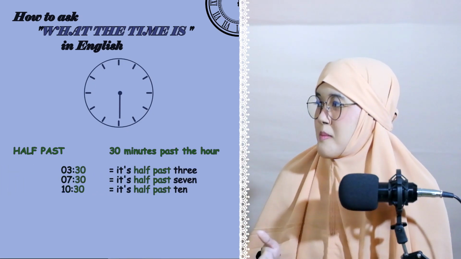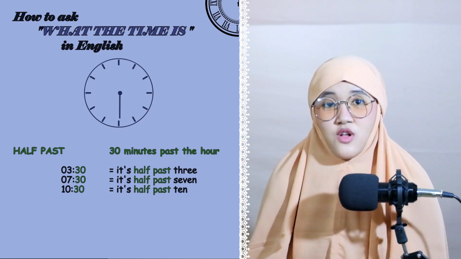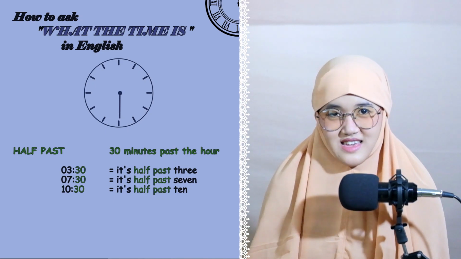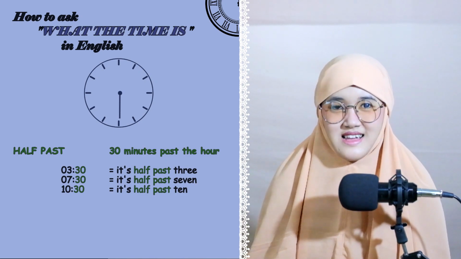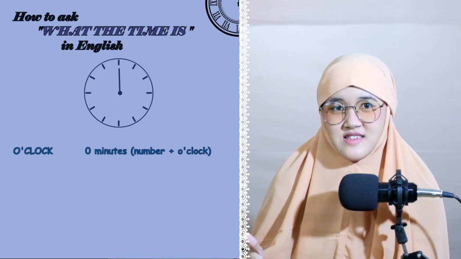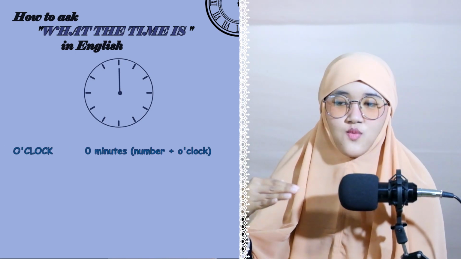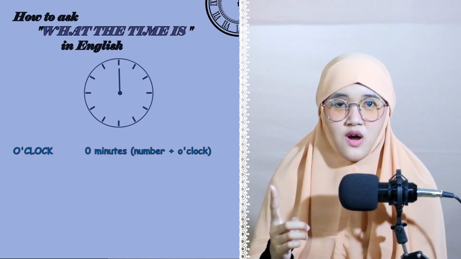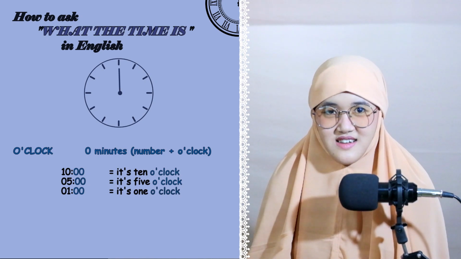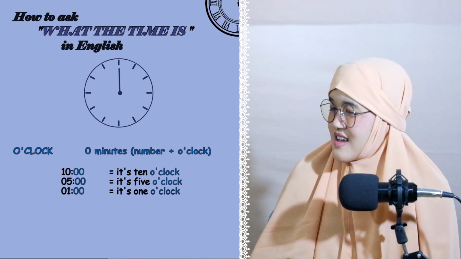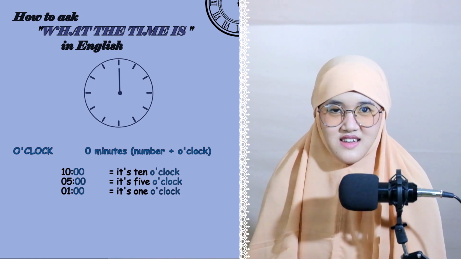When it is 30 minutes past the hour, we normally say "half past." It's half past 3. But we can also say 3:30. It is half past 7. It's half past 10. We use "o'clock" when there are no minutes. So basically it is when the long arrow points at 12. It is 10 o'clock. It is 5 o'clock. It is 1 o'clock.